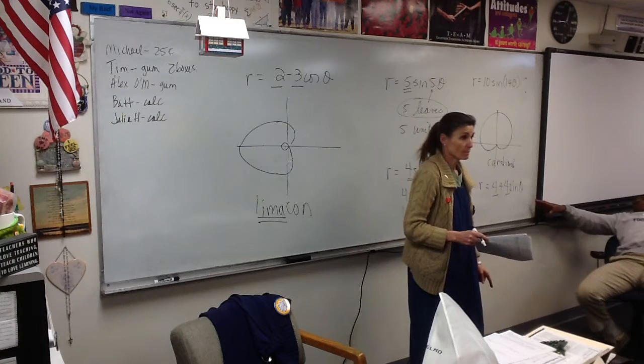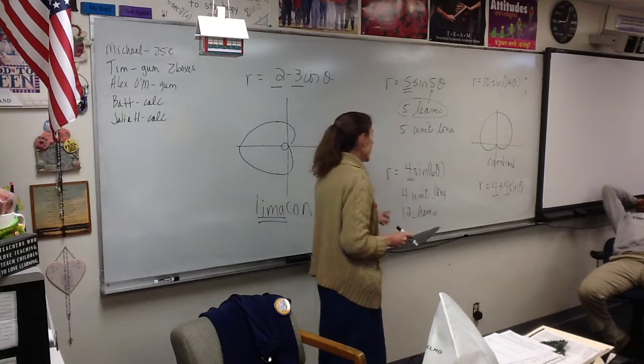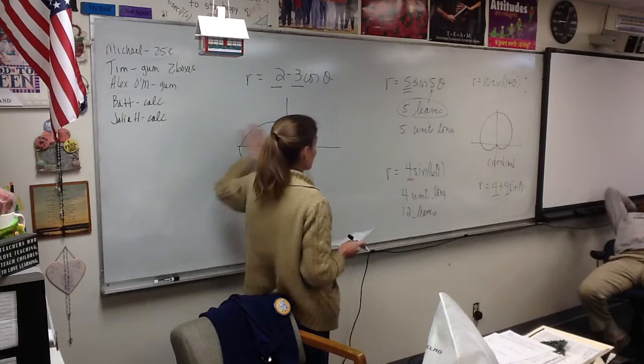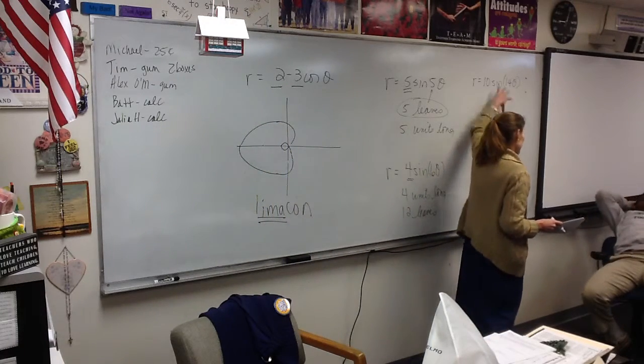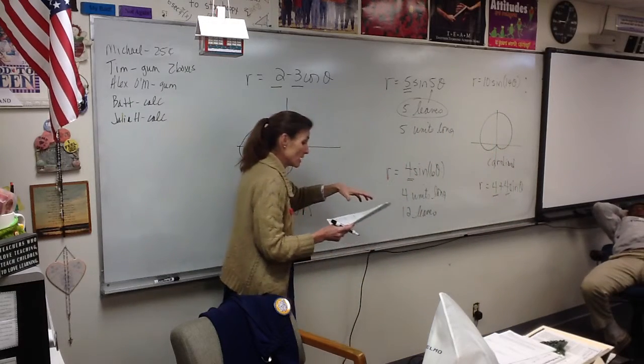Why are some of them sine and some of them cosine? Is that just what the problem is? Yes, and it doesn't matter. This one limacon'd in this direction because it was a cosine. This one limacon'd this way because it's a sine. Oh, I see. So it's going to change the orientation, but not the shape.